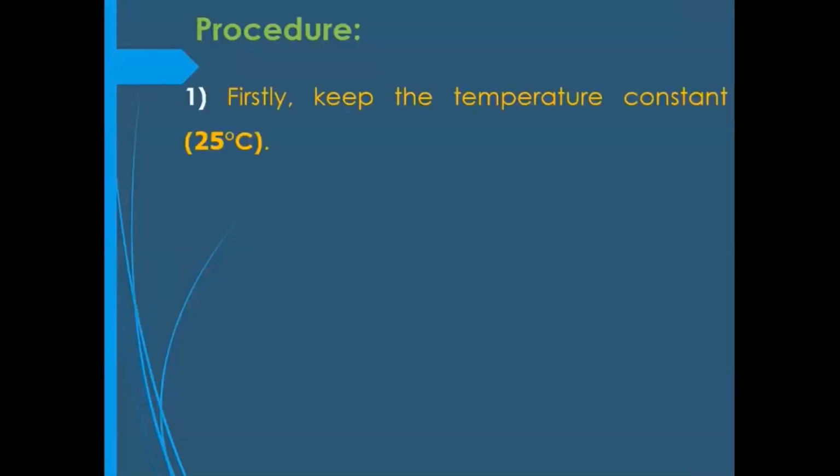The procedure included, firstly, keep the temperature constant at 25 degrees centigrade. That means we need to prepare a water bath, and the temperature must be constant because if the temperature changes, that means the values of the constants a and K will change also.